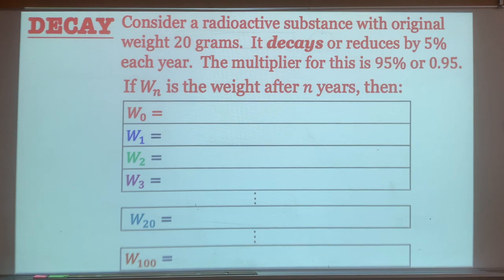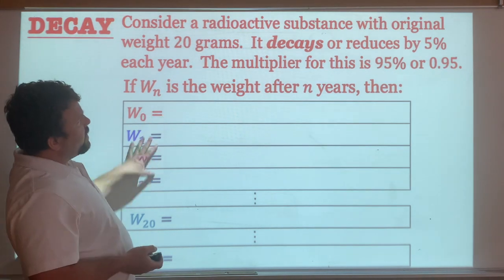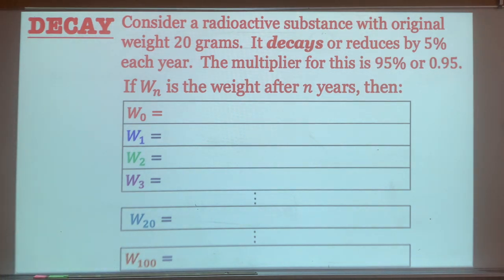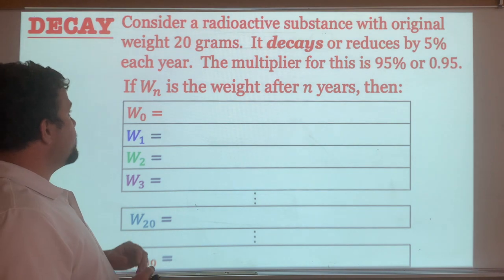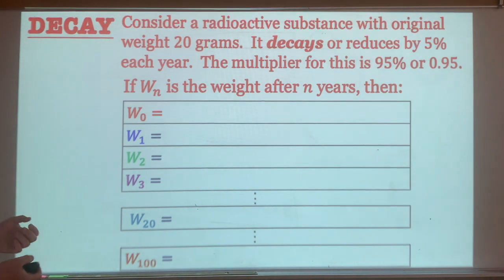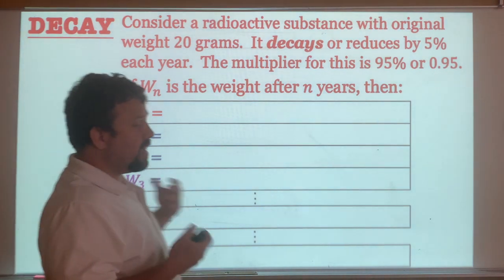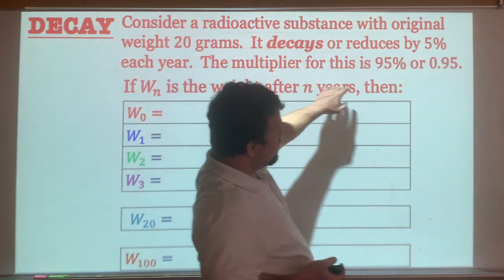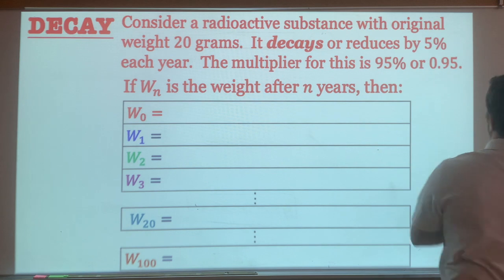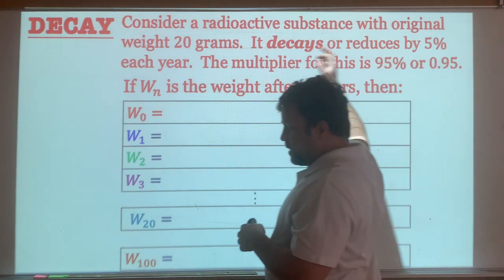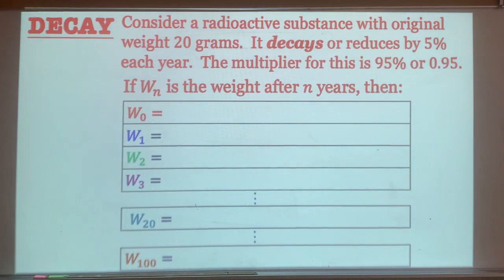All right, so now we're going to cover decay. Consider a radioactive substance with an original weight of 20 grams. If it decays, or goes down, reducing by 5% every year, the multiplier for this is 95% or 0.95. Okay, so it's a number less than one. So anytime this number is 1 point something, you know it's growth. Anytime it's less than one, you know it's decay.